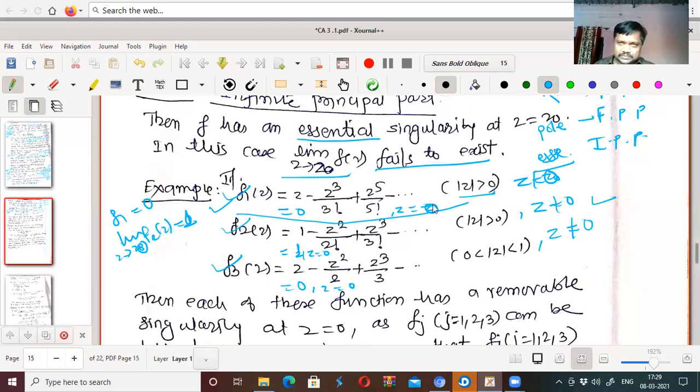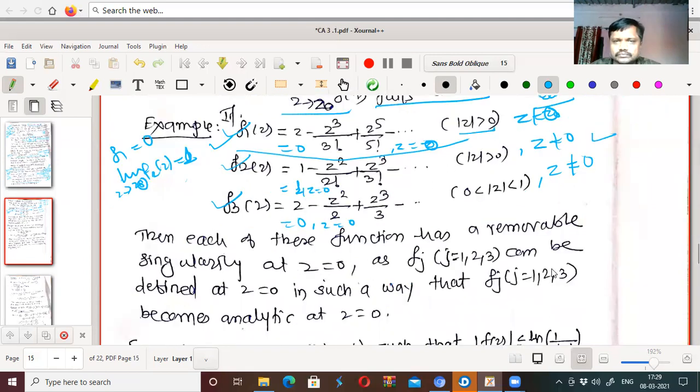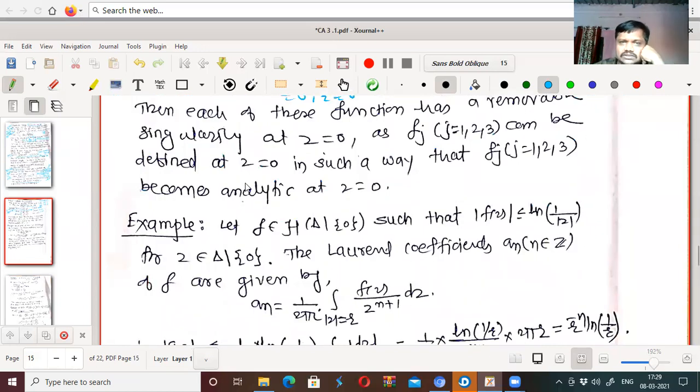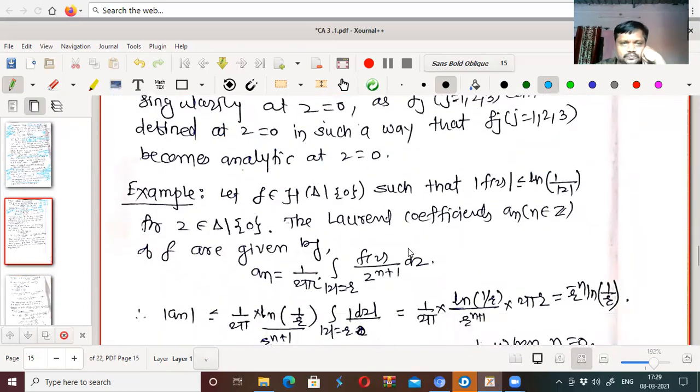Therefore, since the principal part is absent in all these three Laurent series expansions, every function has a removable singularity at z equal to 0.